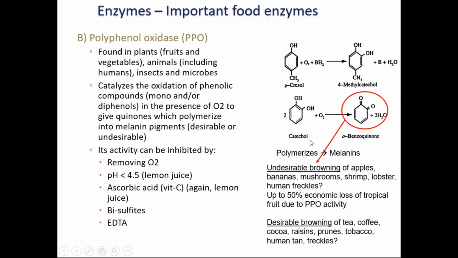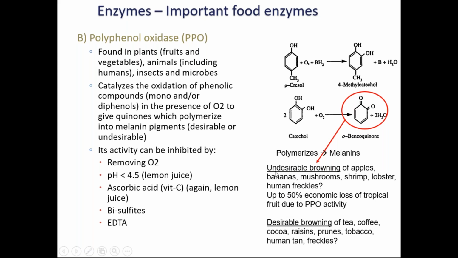These quinones polymerize and they form melanins, and these cause undesirable browning, such as the browning of apple juice, browning of apple slices, browning of bananas, mushroom, shrimp, lobster, and also the freckles that you see on your face. Up to 50% of economic loss is observed. But we have desirable browning, where the browning of raisins, the browning of cocoa, prunes, as well as dates, tea, and coffee is required.